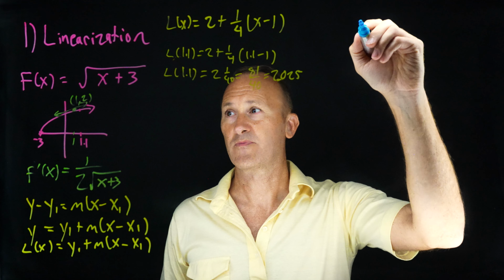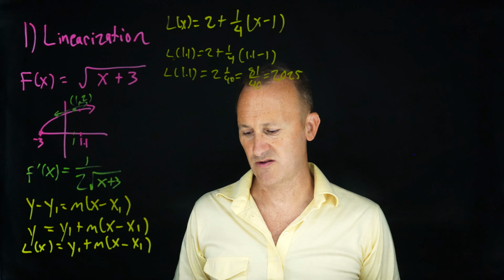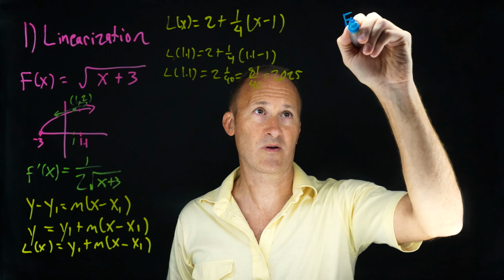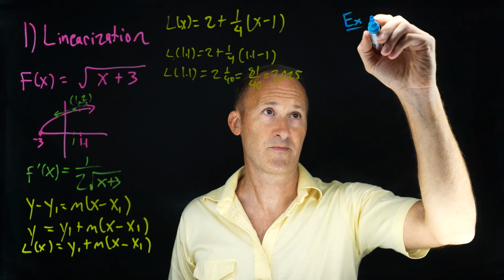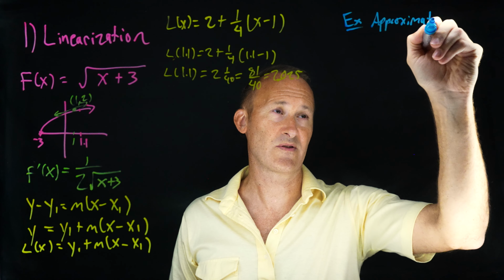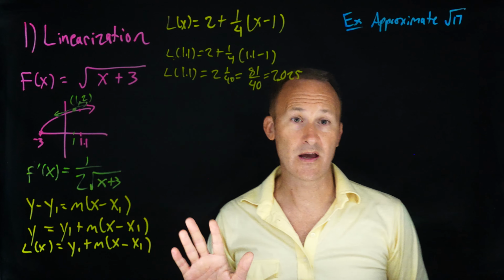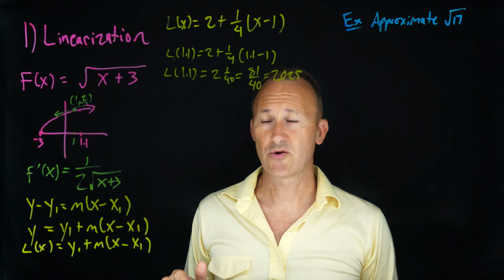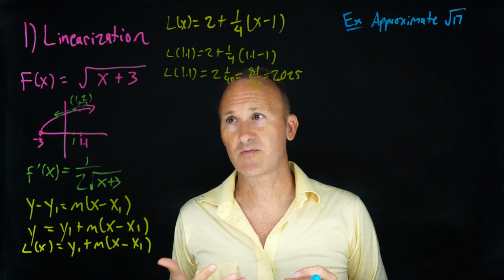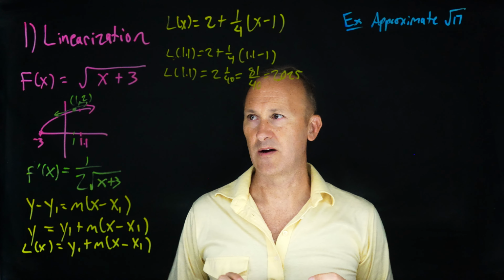To get the hang of it, let's try maybe another example. Sometimes you might just need to approximate something. And so here's the example. We are going to approximate the square root of 17. Now, we're going to do that using the same idea. So you can think about how you might do it, okay? What should our function be? Let's think about that one.